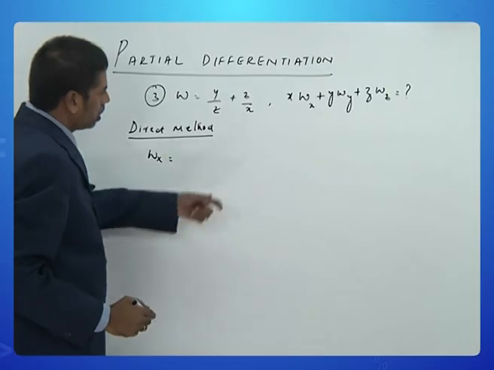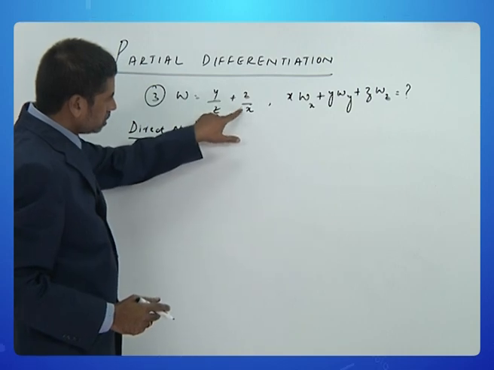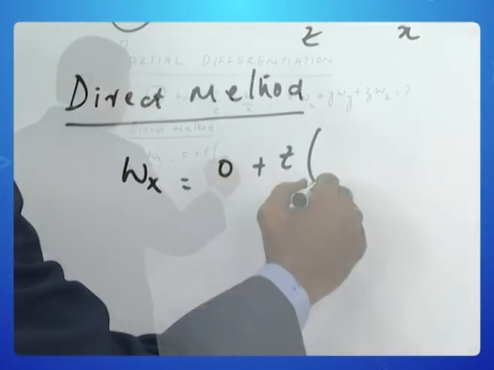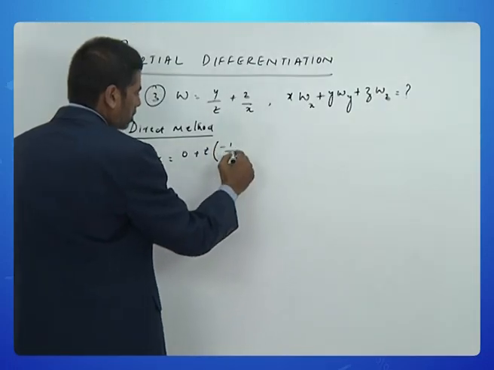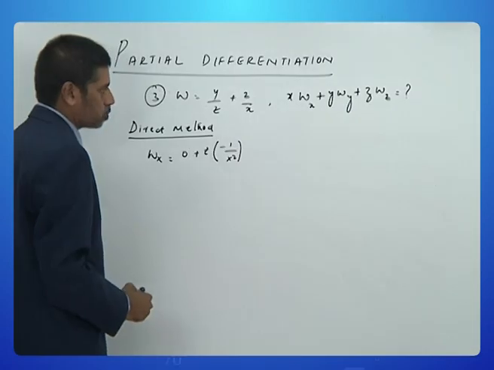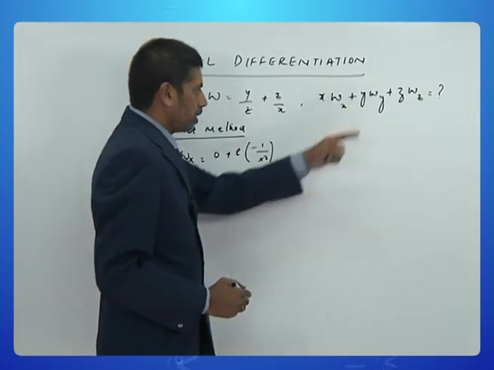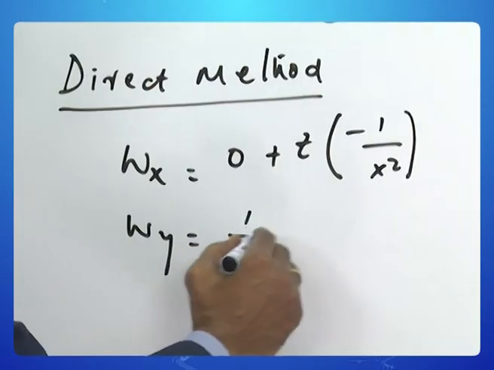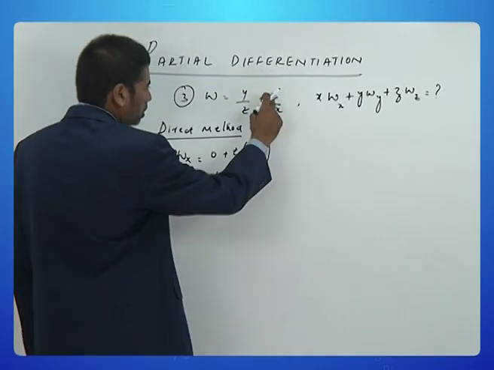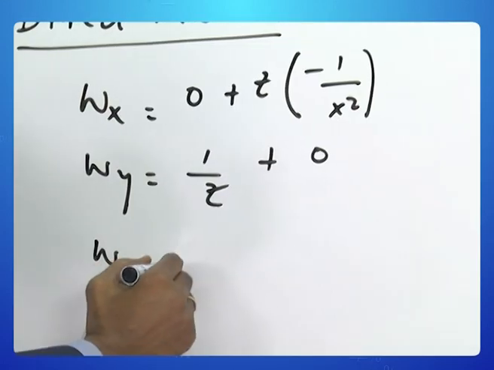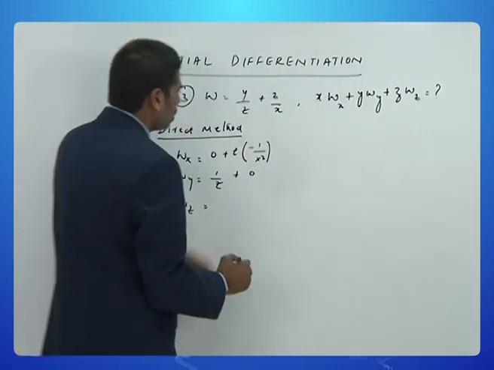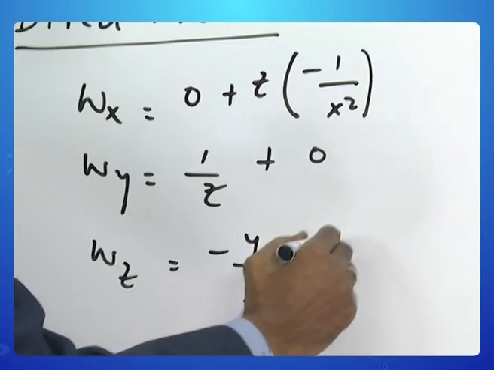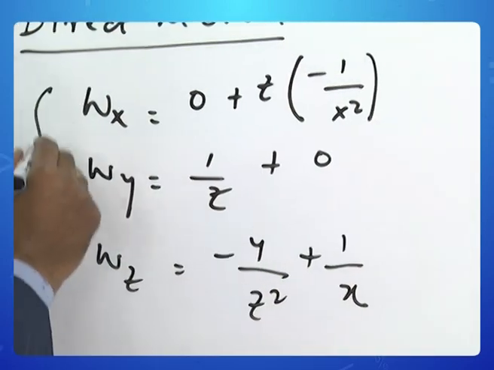Wx is equal to, now the x is found in this term, therefore y by z is a constant, and the derivative of a constant is 0. z is a constant, and differentiation of 1 by x is minus 1 by x squared. Then we go to wy. Wy will produce 1 by z plus 0 because there is no y. Wz is equal to, z is present in both the places, so minus y by z squared plus 1 by x.